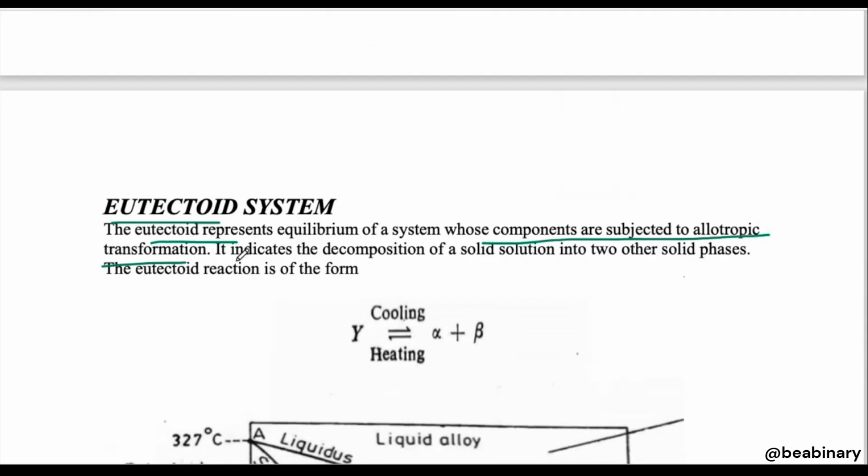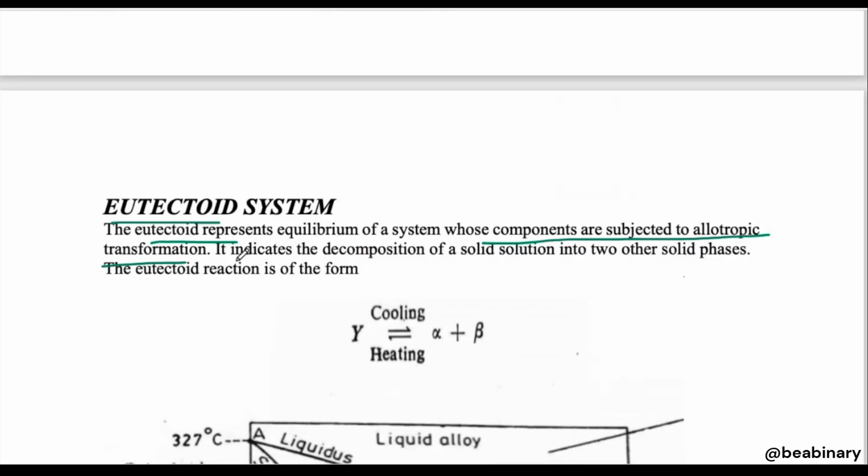Suppose you are cooling some material that is in a solid state, but its internal solid structure gets changed. Suppose it was earlier FCC, face centered cubic structure, and once you heat it, it gets converted into BCC, body centered cubic structure. Or the reverse: if it is in a solid state at a higher temperature and you cool it down, it could convert.